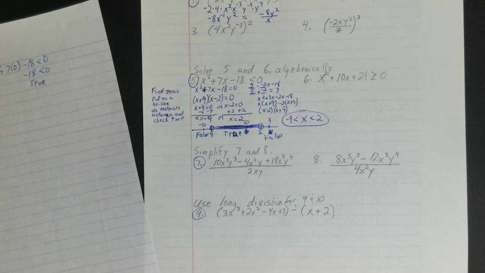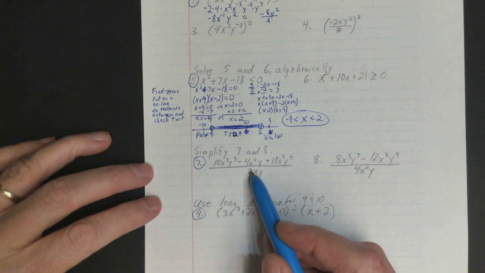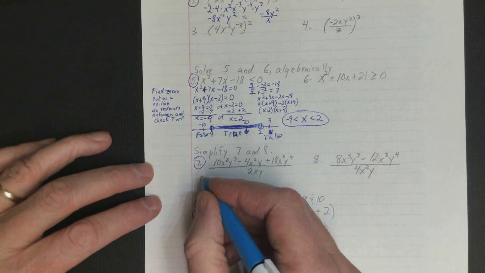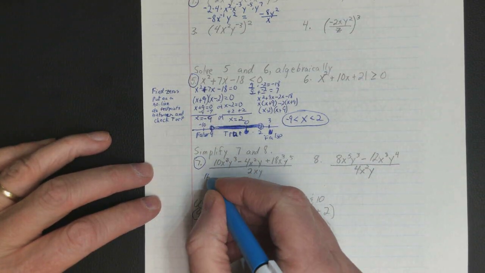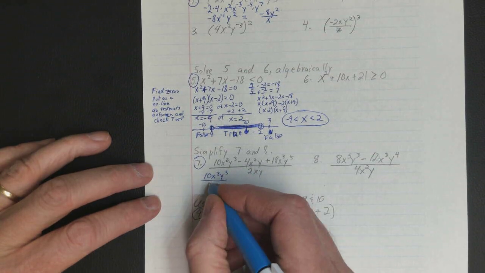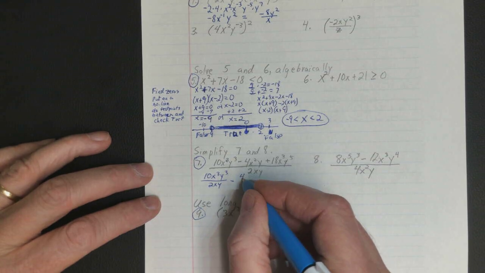All right. Now number 7. If I have a simplification problem like this, and this is a monomial, and I've got a trinomial up top, I'm going to put 2xy under each one of these terms in the numerator. You can do that.